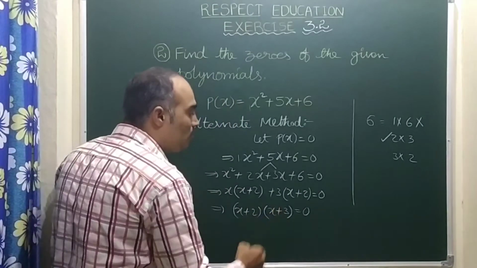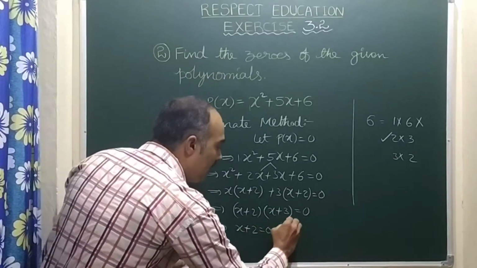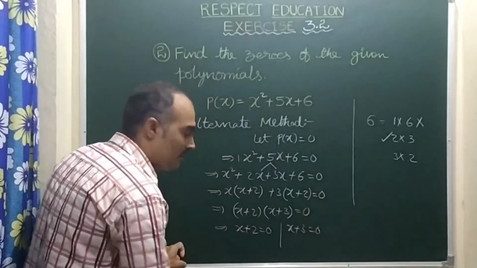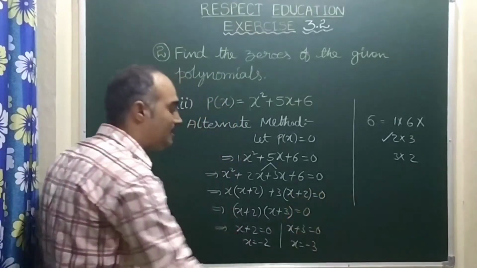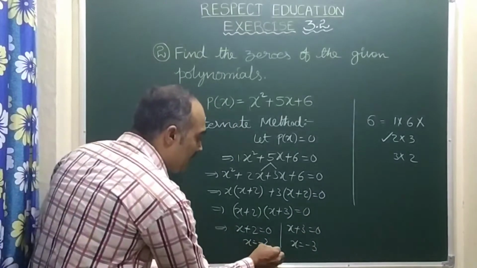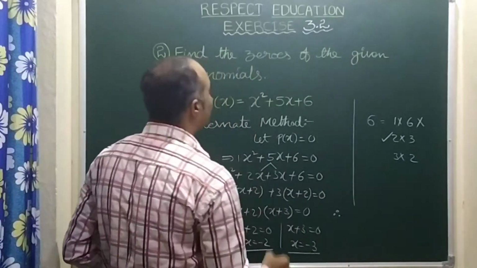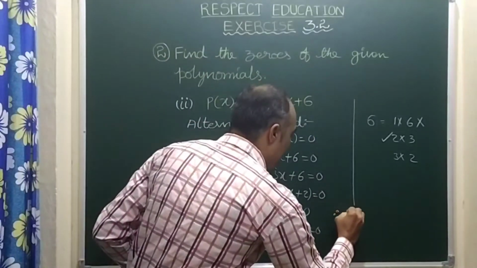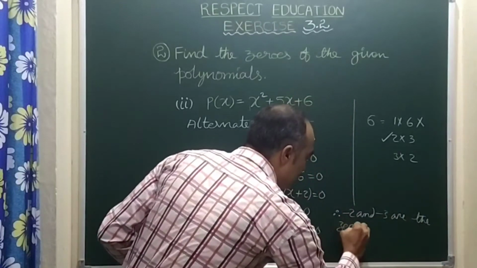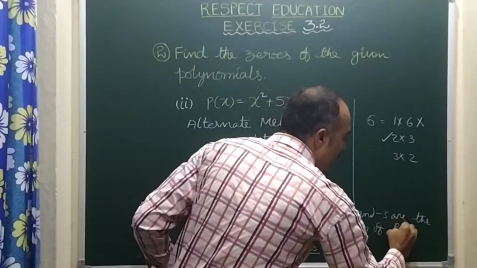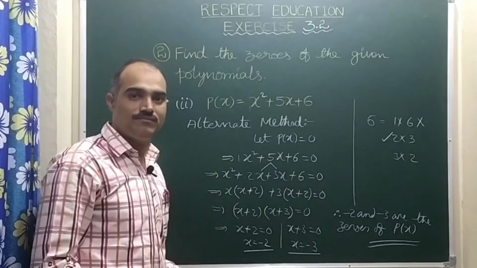When the product of two polynomials becomes 0, then individually either x plus 2 is 0 or x plus 3 is 0. So let us send plus 2 to that side: x equal to minus 2, or x equal to, plus 3 becomes minus 3 on this side. Here you see children, x equal to minus 2 and x equal to minus 3. Therefore, we can write that minus 2 and minus 3 are the zeros of the given polynomial p of x. This is another way to solve the same problem.